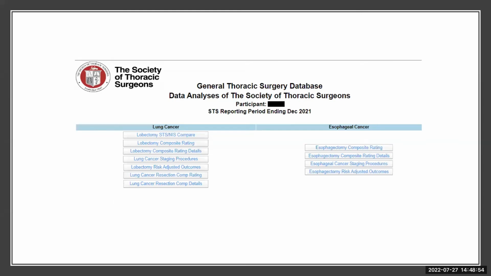Thanks, Leon. So this is obviously something we're all familiar with. This is just the IQVIA risk adjusted dashboard homepage. So when you click on that, this is where you come to. We're going to go through the first 5 reports that are under the lung cancer section, and then we'll highlight the lung cancer resection composite as well as esophagectomy composite at the end.